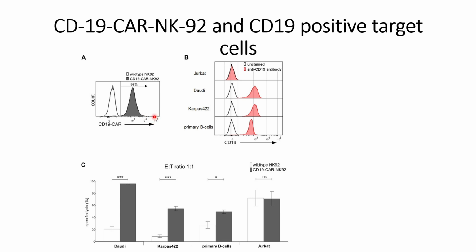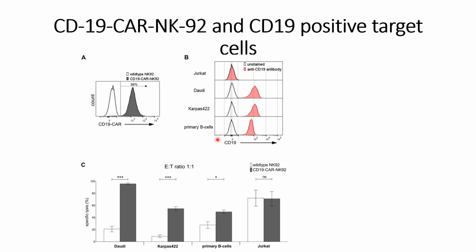Thereafter, they decided to use some CD19 positive target cells, and for negative control, they used CD19 negative target cells. So for the Jurkat cells, the signal for the CD19 is negligible, close to the unstained, and the positive target cells that have this CD19 expression are Daudi, Kopp422 and primary B cells, that can be seen here.